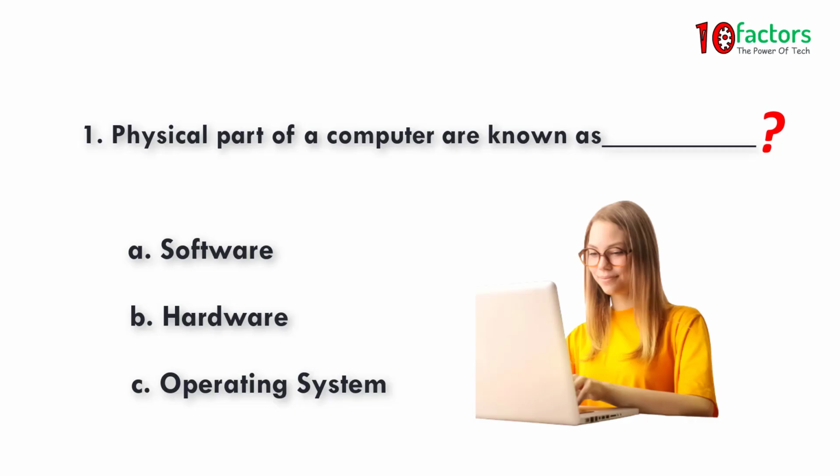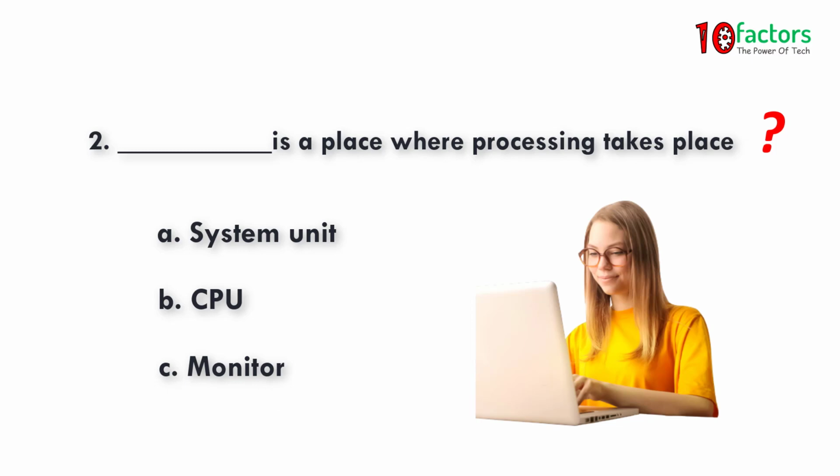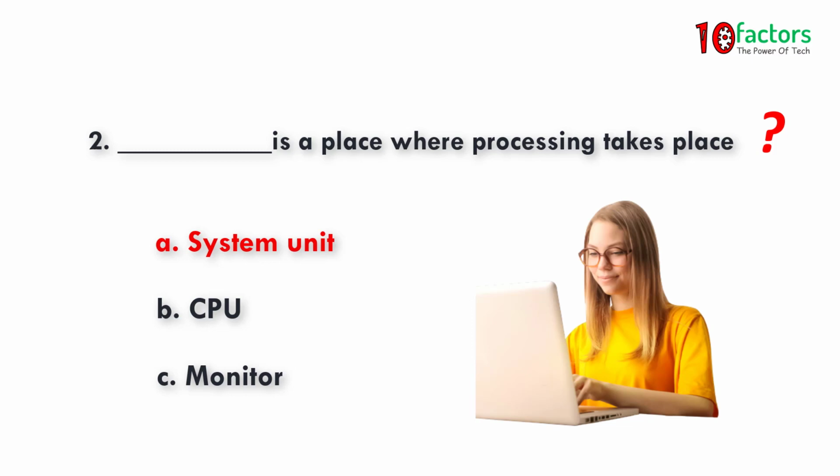Question 1. Physical part of a computer are known as: A. Software. B. Hardware. C. Operating system. Right answer, B. Hardware. Question 2. Is a place where processing takes place. A. System unit. B. CPU. C. Monitor. Right answer, A.